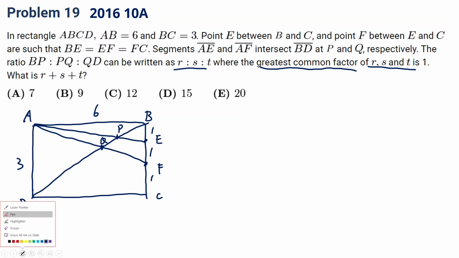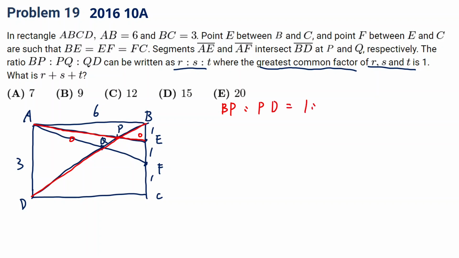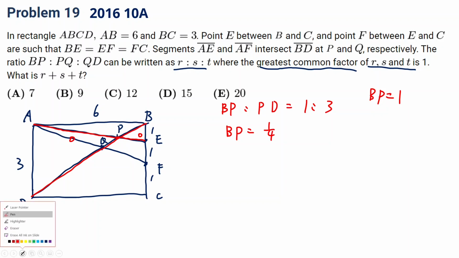So this one, we can also use similar triangle. So here we can see, let me draw this one. So if I draw this red one, these two red triangles are similar to each other. So we're going to have BP over BD. The ratio is 1 to 3. So we can say if we assume BD equal to 1, then BP will just be 1/4.